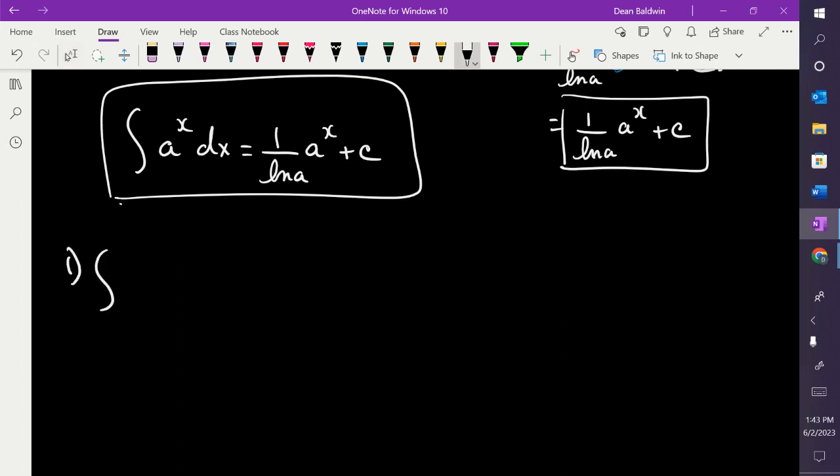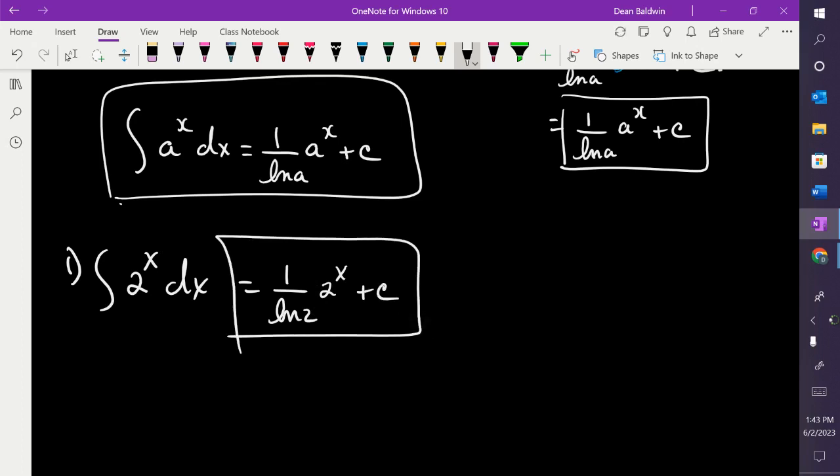So let's start with a simple example. If we have 2 to the power of x dx, we can just use the formula. What's my base? 2. So it's 1 over the natural log of the base, times what it is, 2 to the x, plus c. You're done.